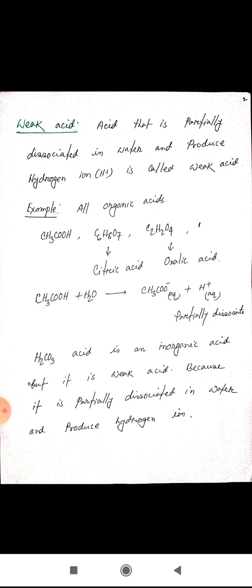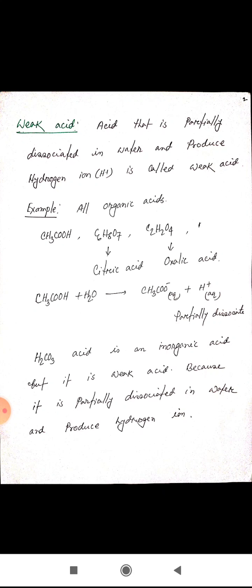Another is C6H8O7. This is the chemical formula of citric acid. So we can say C6H8O7 is the chemical formula of citric acid. So this will be citric acid. Another is oxalic acid. C2H2O4 is the chemical formula of oxalic acid.